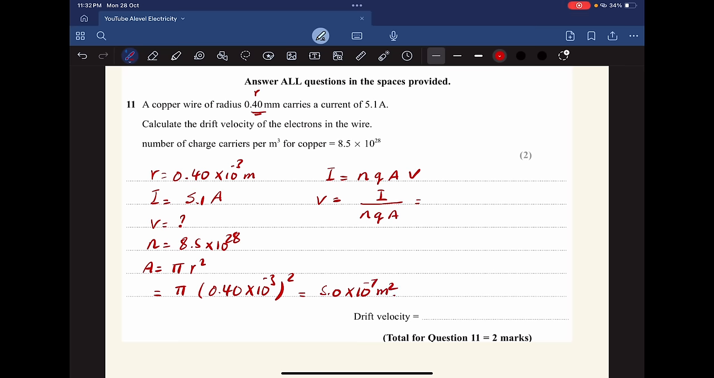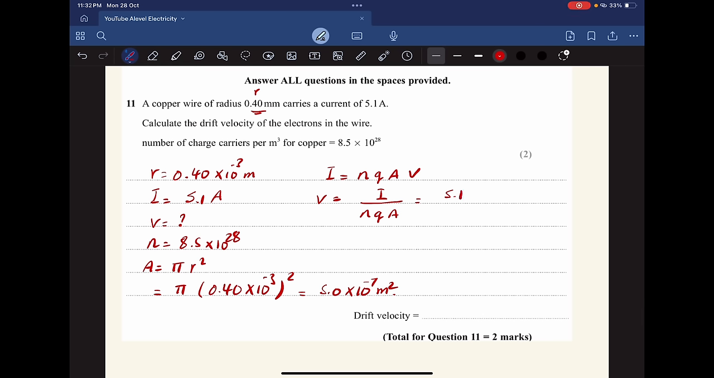Now, we're ready to get the velocity. The electric current, which is 5.1 from the given, divided by n, which is 8.5 times 10 power 28, times the value of q, the electric charge itself. Here we have electrons, okay? Do not forget this, which is already given in the formula sheet: 1.6 times 10 power minus 19, times the cross-sectional area we already calculated, 5.0 times 10 power minus 7.